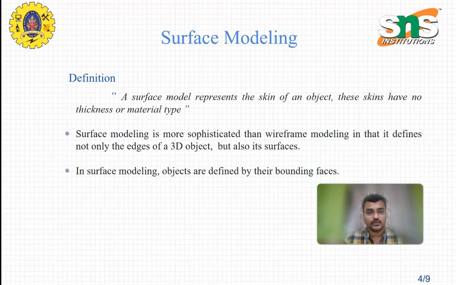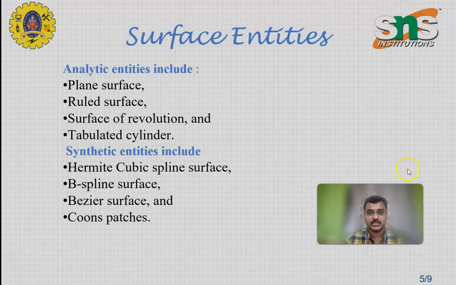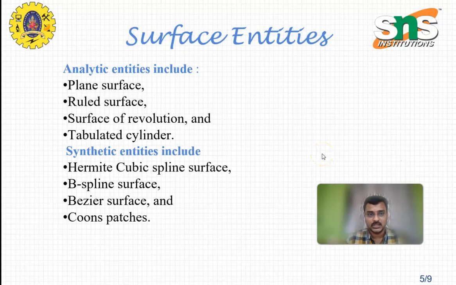Surface modeling is more sophisticated than wireframe modeling in that it defines not only the edges but also the surfaces. In surface modeling, the objects are defined by their bounding faces. As you see in the next image, the surface entities will be considered as analytical entities and also synthetic entities. Analytical entities are the plane surface, ruled surface, surface of revolution, and tabulated cylinder. Also, for the surface roughness, we consider synthetic entities: hairpin, B-spline, Bezier curves, Bezier surface, and Coons patches. These are all considered.